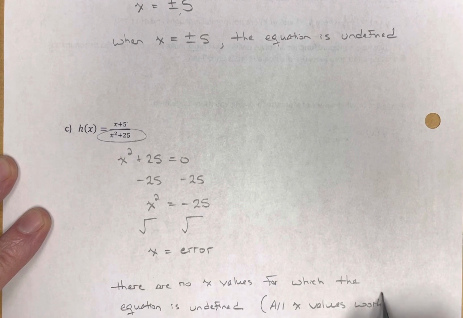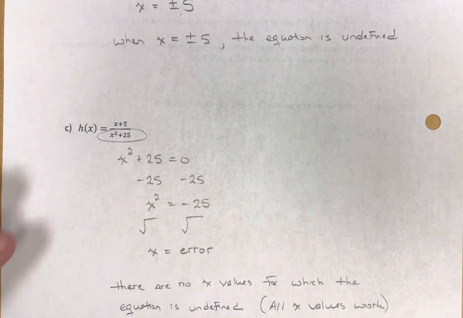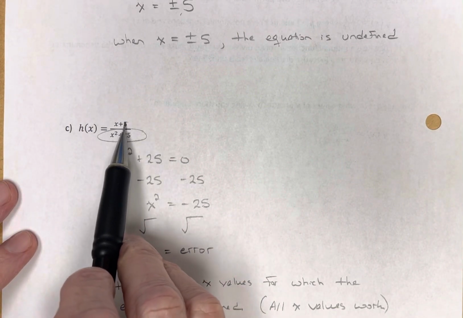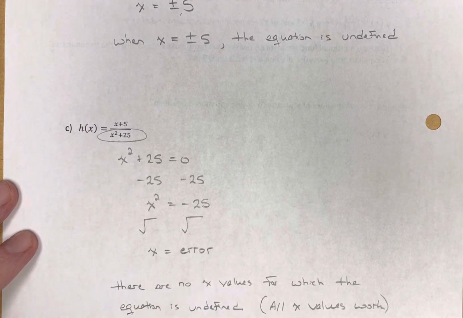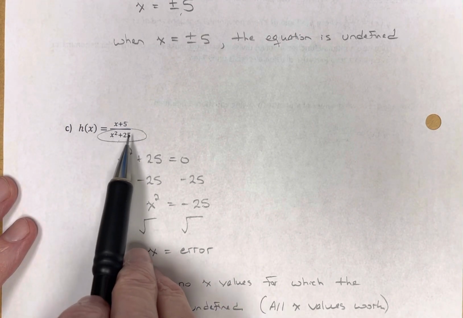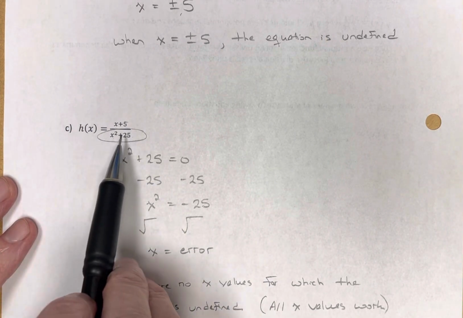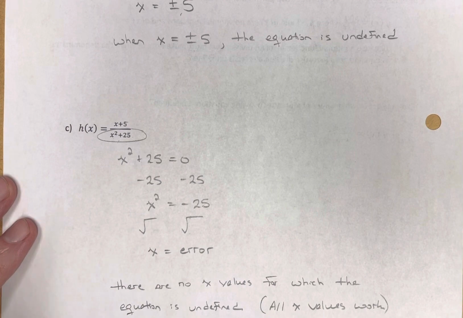Okay, so there you have it with rational functions and their definition. They are functions that have a polynomial divided by a polynomial, and we need to recognize that when the denominator gives us a 0, the function itself is undefined.